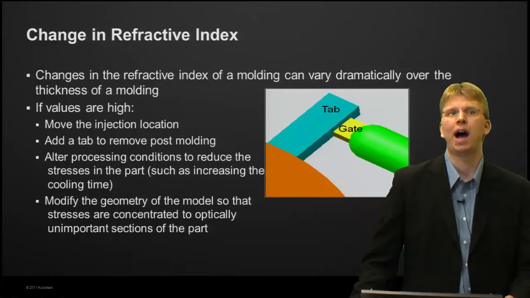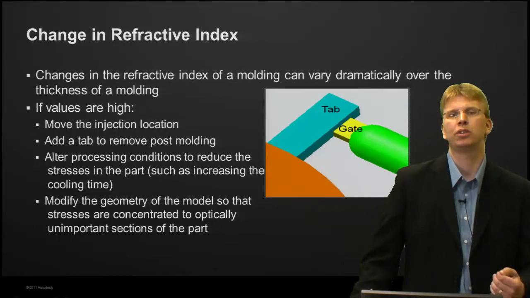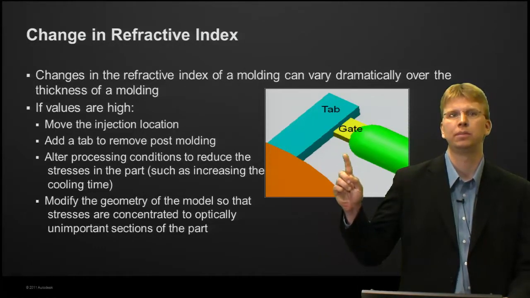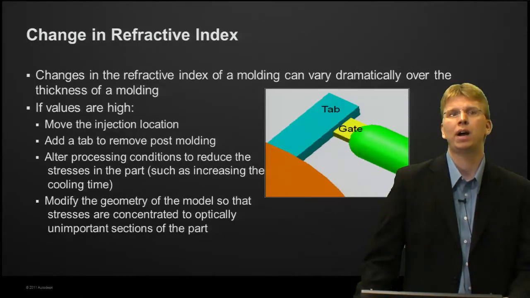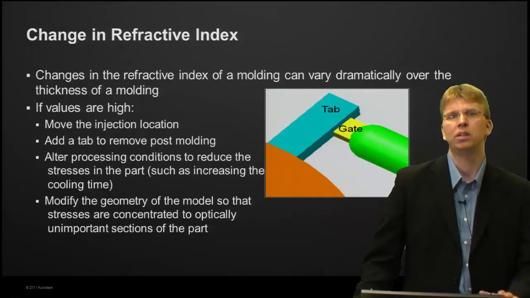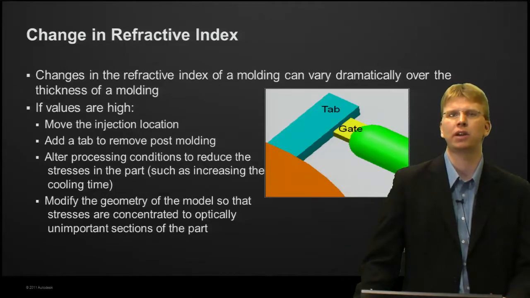If the values are high, we have a few options. We can move the injection location to a non-critical area on the part. We can add a tab to try to remove those residual stresses that are very high near the gate, as you see in the image here. We can also alter our processing conditions such that we reduce the stresses in the part, such as increasing the cooling time or maybe decreasing the velocity so we don't have as high shear stress. We can also modify the geometry of the model so that the stresses are concentrated in an area that's not critical.